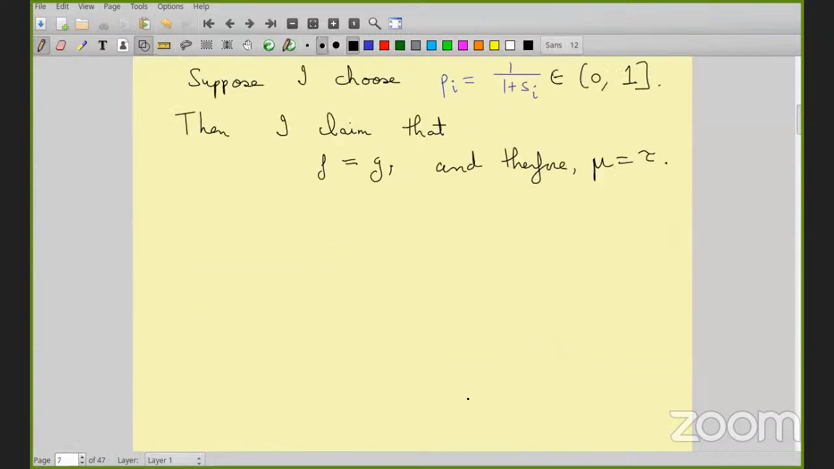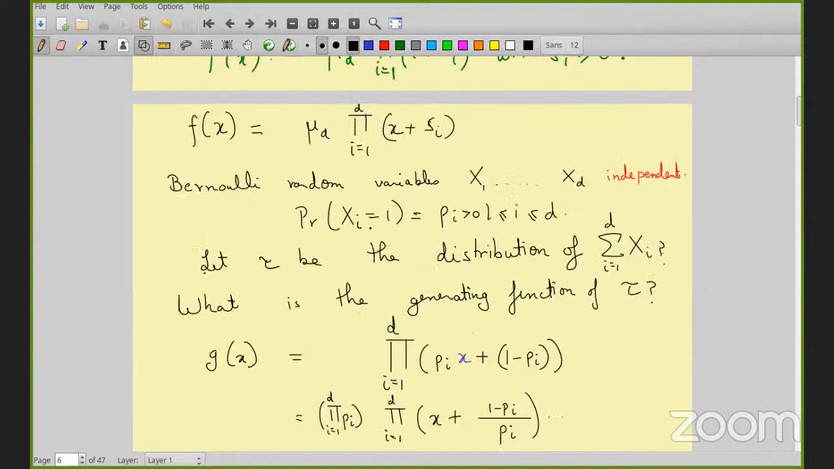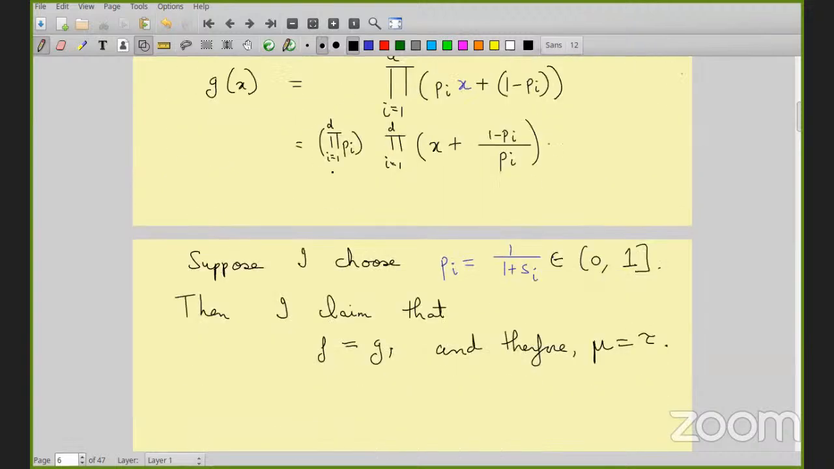The other thing you want to check is that this factor matches up. So if you write g now, this factor matches up. Here you have the product of p_i, here you have mu_d. So those also have to be equal, and they are. This is something I'll let you check. So tau_d is actually equal to p_d, and tau_d is exactly this, because for all the Bernoulli variables to be one, all of them should be p_i, so that's also equal.